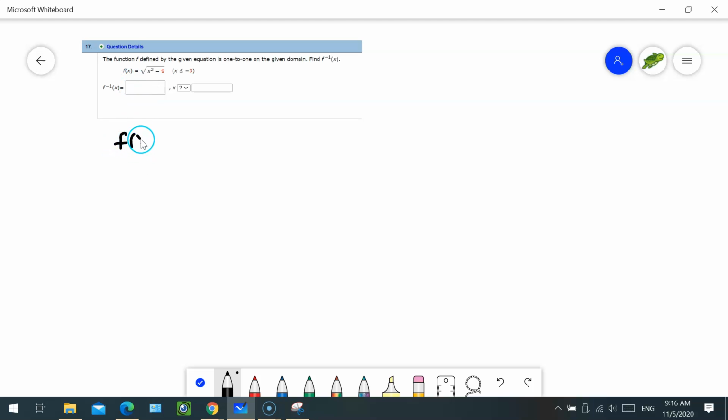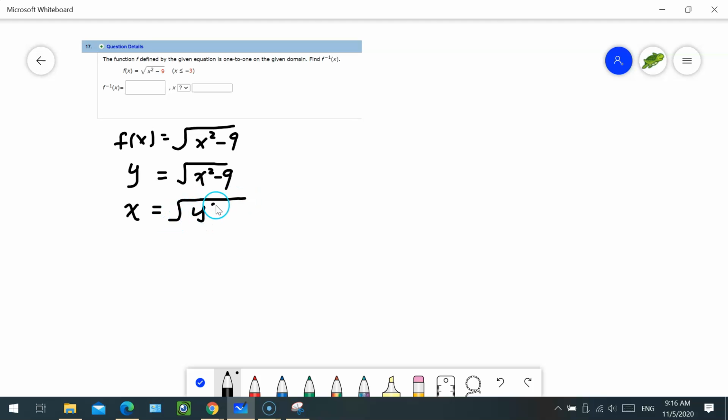So f of x is equal to x squared minus 9. I rewrite the f of x as y, and the right hand side stays the same. Interchange x and y. So now I rewrite the y into x and the x into y. Do the square on both sides, so I get x squared equal y squared minus 9. Now y squared is equal to x squared plus 9.